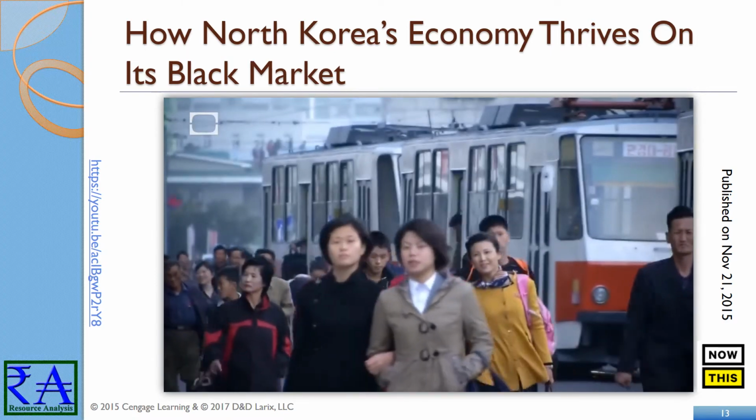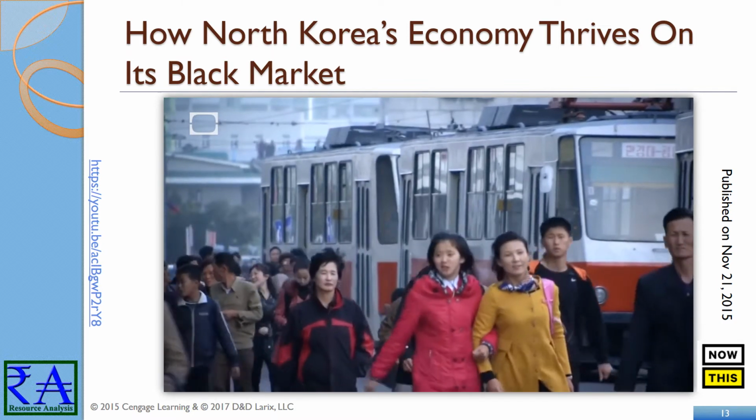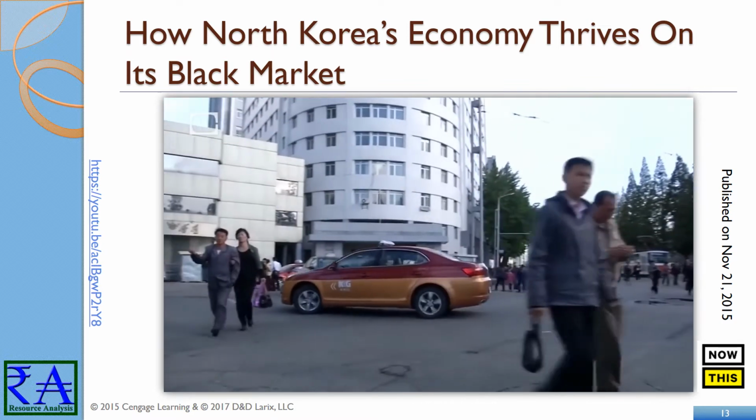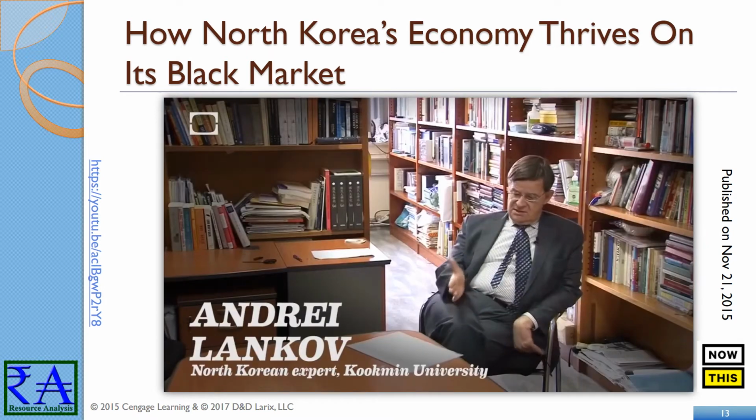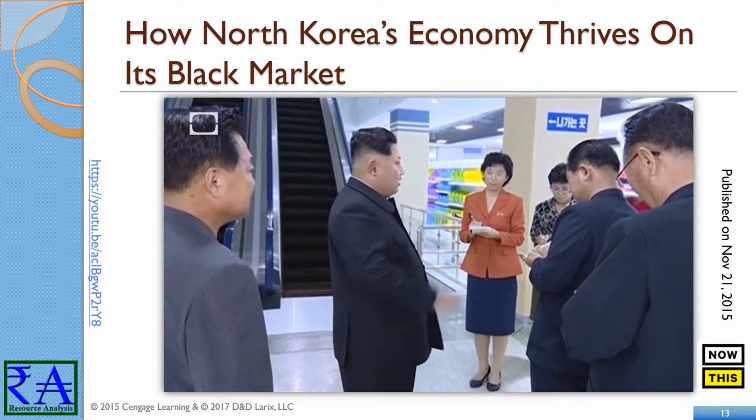Over the last couple of decades, North Koreans have developed a gray market, or an informal economy, one that's not monitored, controlled, or taxed by the government. And according to one North Korea expert, its success can be partially attributed to Kim Jong-un.